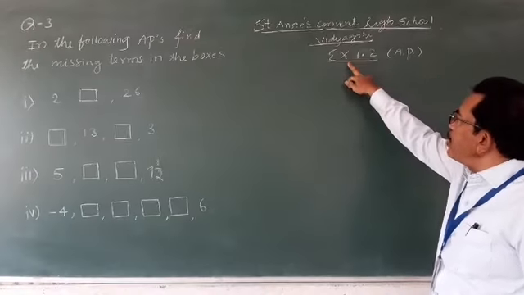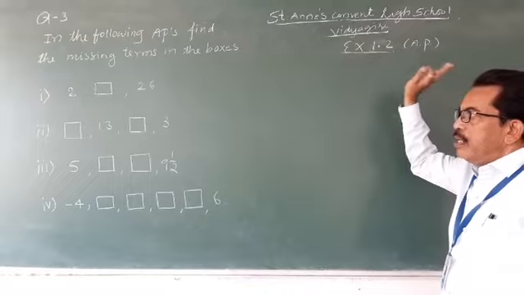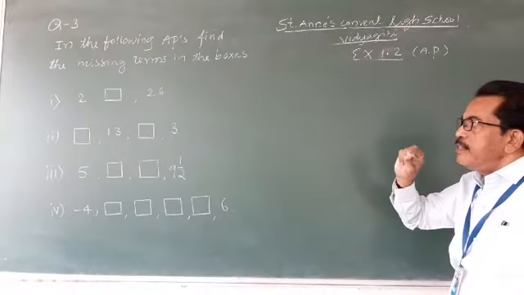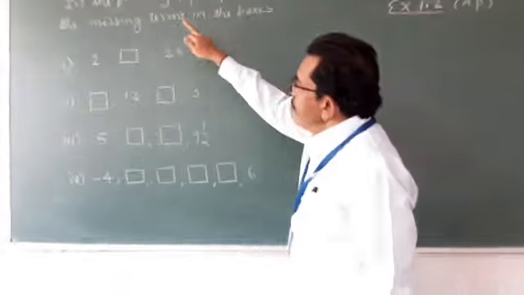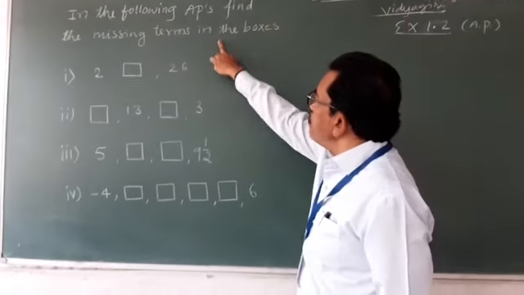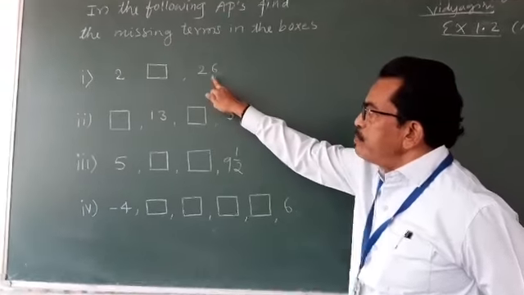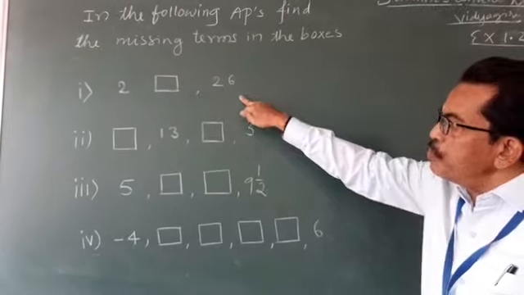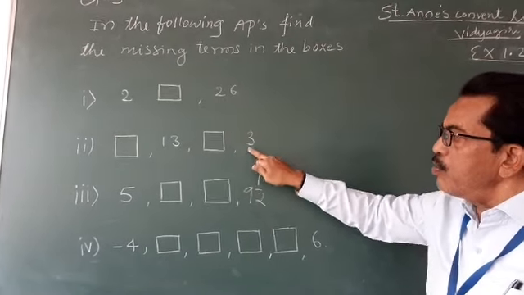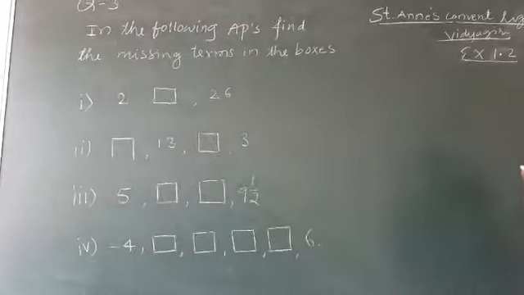So far we have completed two mains of exercise 1.2 of AP. The third main is: in the following APs, find the missing terms in the boxes. Here some terms are missing in the given AP. So those missing terms we have to find. Let us consider the first one.